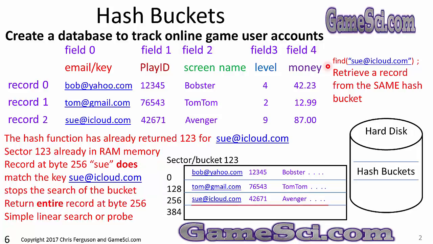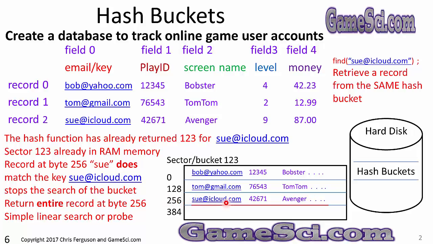Continue the find of sue@icloud.com. The hash function has already returned 123, and sector 123 is already read into RAM. We're linearly searching the data in the RAM memory. The record at byte 256, sue, does match the key sue@icloud.com. So this stops the search of the bucket. We've located the data we're looking for in the sector that we were supposed to find it in.